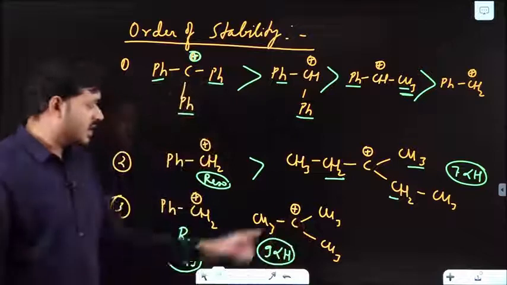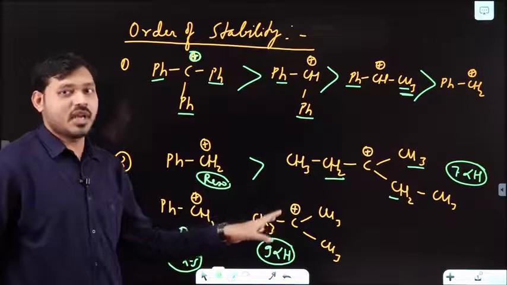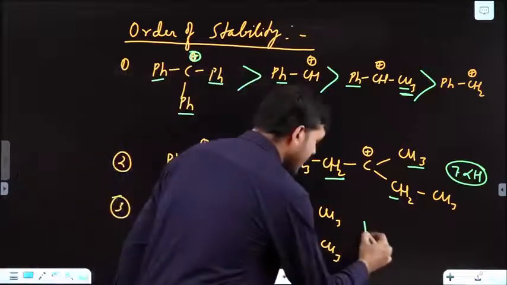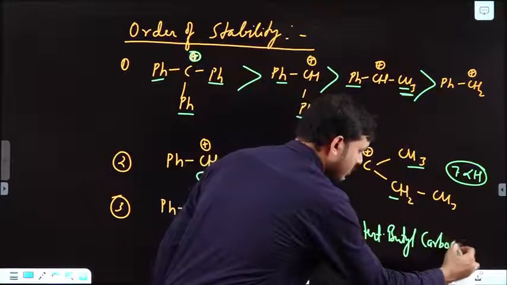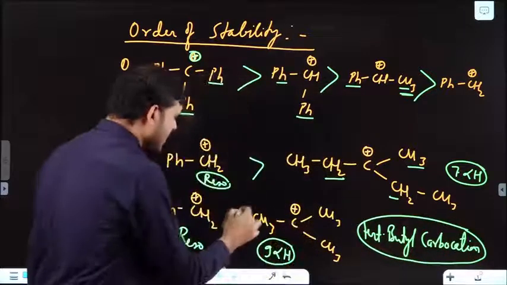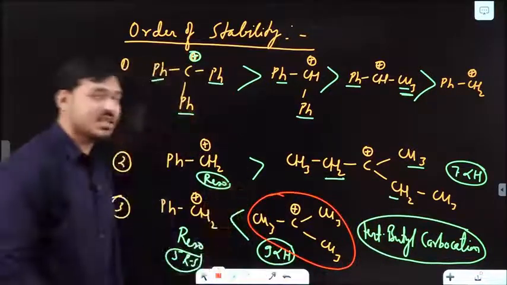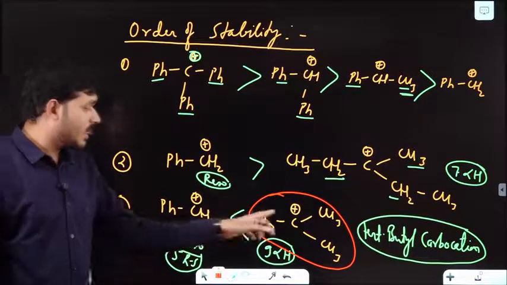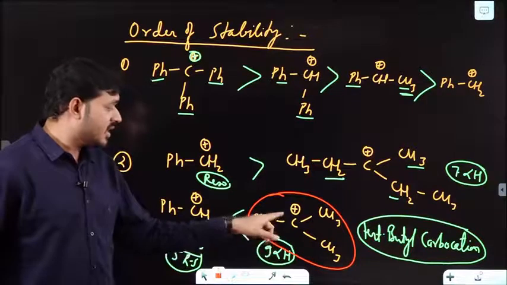See, it is your tertiary butyl carbocation. Tertiary means 3 degree, butyl for 4 carbon carbocation. See, I am explaining it properly because it is one exceptional case where this part becomes more stable. Tertiary butyl carbocation is relatively more stable as compared to benzyl carbocation. Why? Because in this case, it is having 9 alpha hydrogen, and this is highly stable.